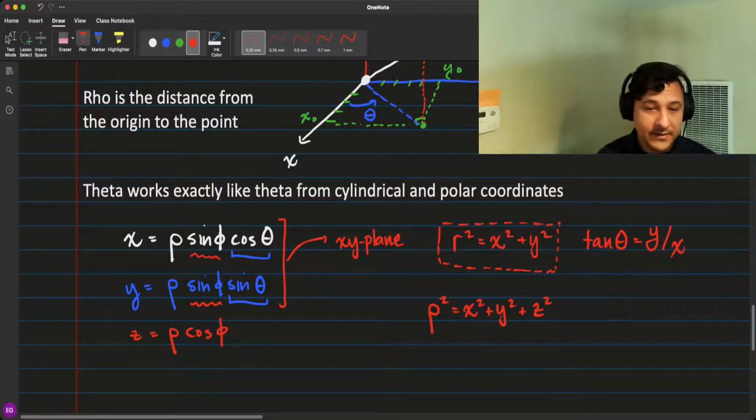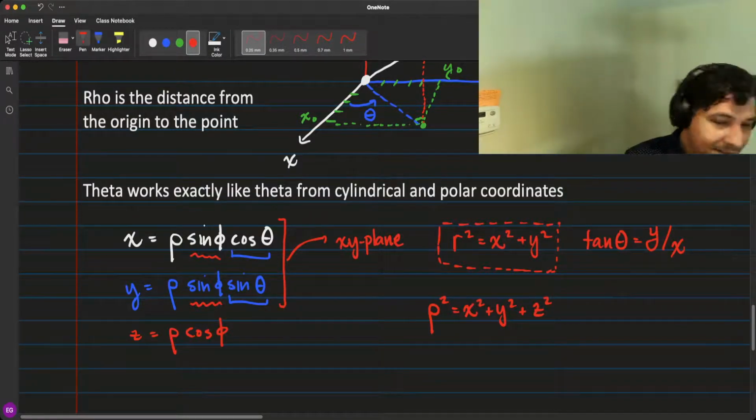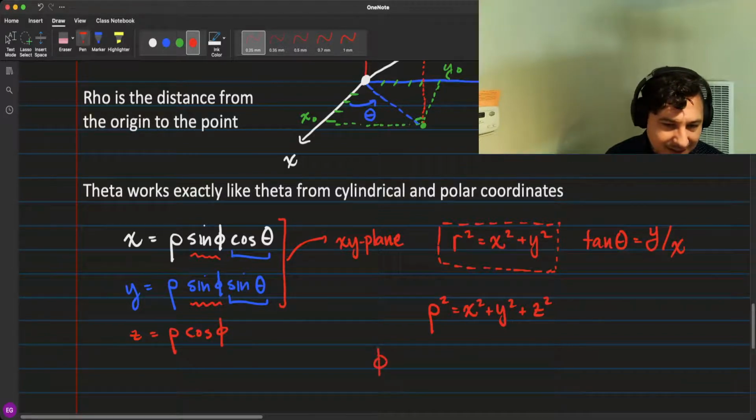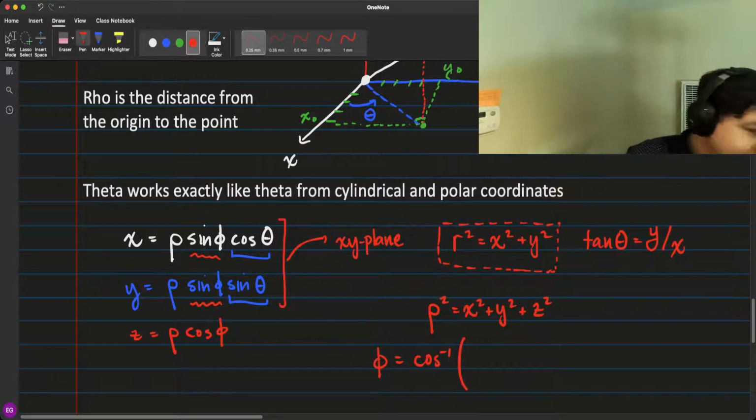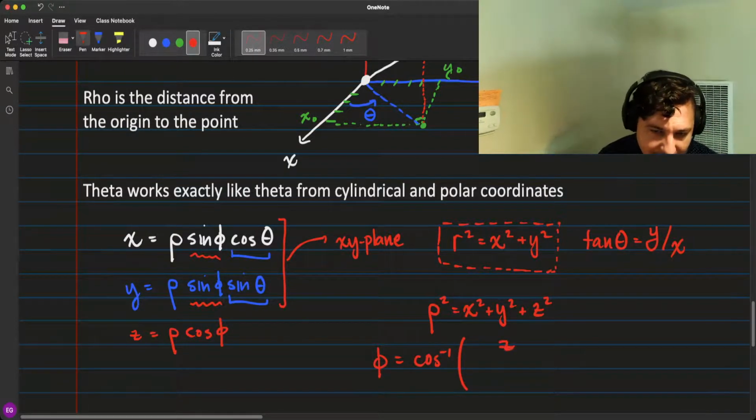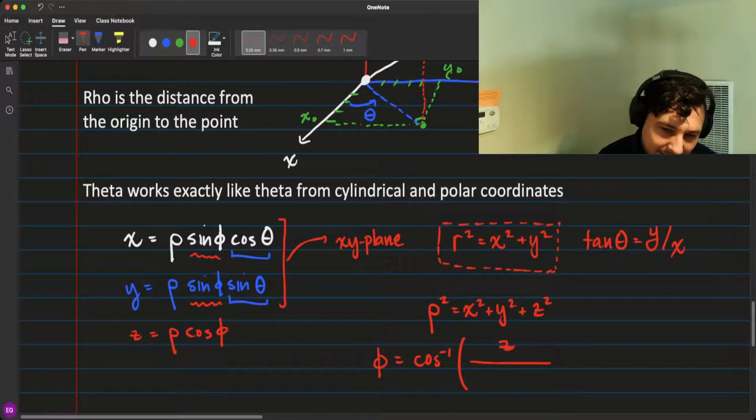The new thing is finding what your phi is. So phi is equal to the cosine inverse of, this is horrible, z divided by the square root of x squared plus y squared plus z squared.